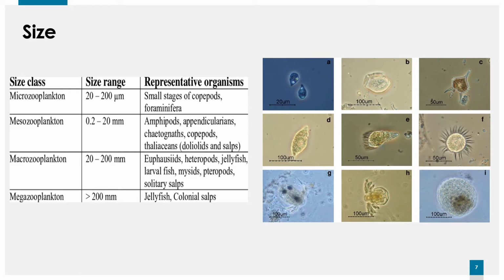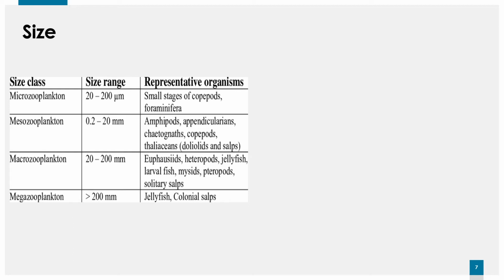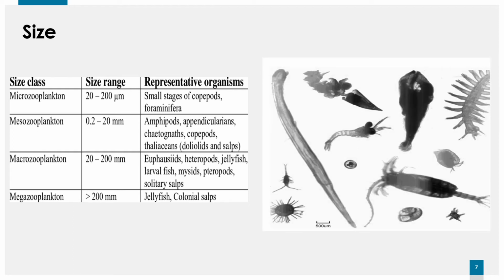Moving on. Okay, so mesozooplankton range from 0.2 to 20 millimeters, so we're going up in size a little bit. Different types of organisms within this category can be amphipods, appendicularians, chaetognaths, copepods, doliolids and salps. With organisms in this size class, you can see that the body type can change dramatically.